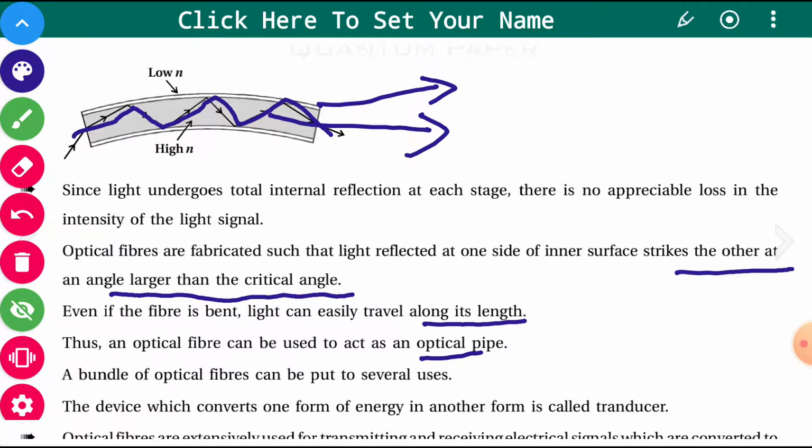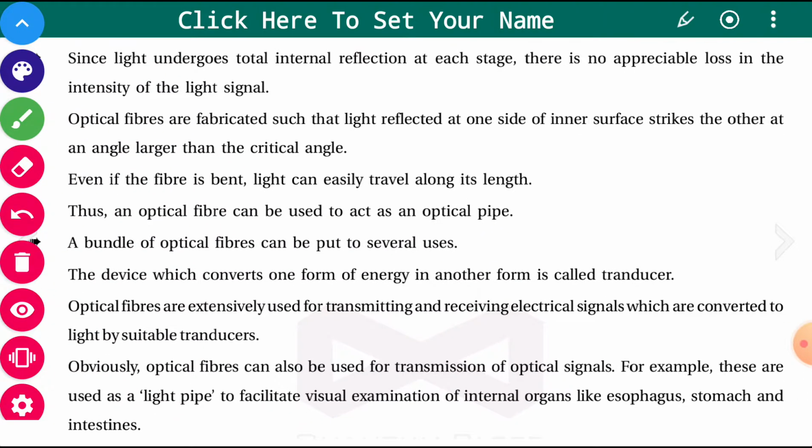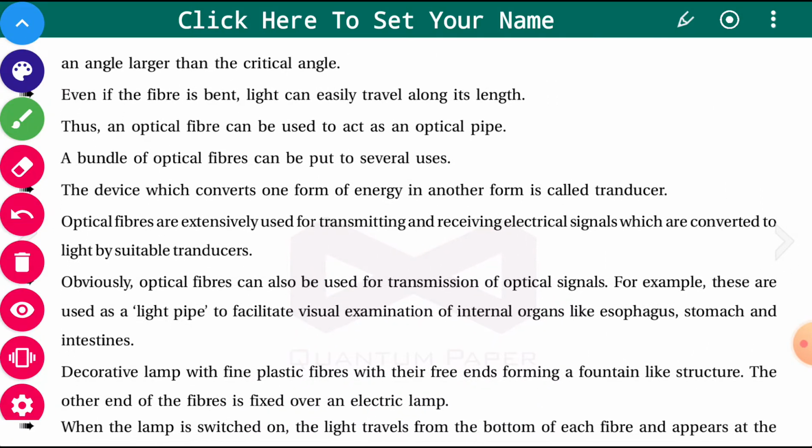So, light rays are always going to experience total internal reflection irrespective of bending of the fiber or any other way you keep the fiber. So it behaves like an optical pipe. Light enters and it comes out from the other end. The bundle of optical fiber can be put to several uses.